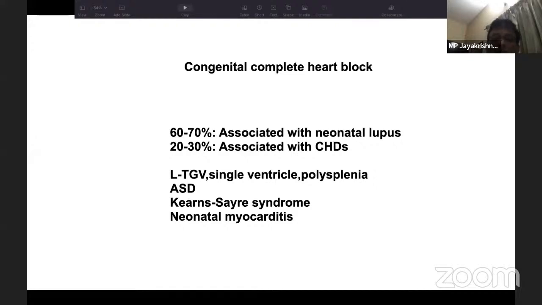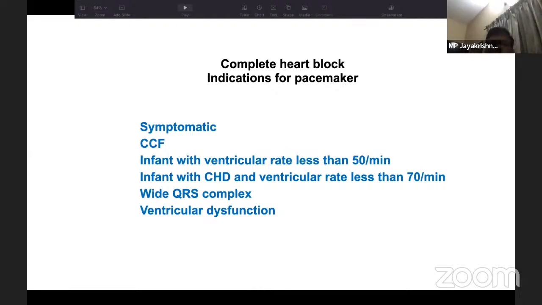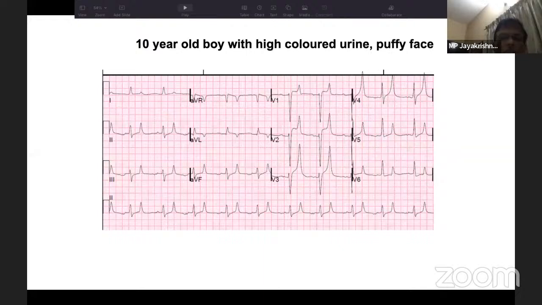Congenital complete heart block, most of them are associated with neonatal lupus. Congenital heart diseases can be associated sometimes, like L-TGV and single ventricle, polysplenia, ASD, mitochondrial disorders. Myocarditis also can be associated. So indications for pacemaker in a complete heart block: if the child is symptomatic, like CCF for example, the rate in an infant is less than 50, or if there is a congenital heart disease and the rate is less than 70, the QRS complexes are wide, meaning it is a lower down block, or there are features of ventricular dysfunction. Pacemaker implantation may be indicated. You may have to refer the child.